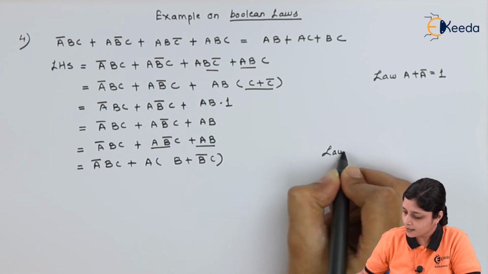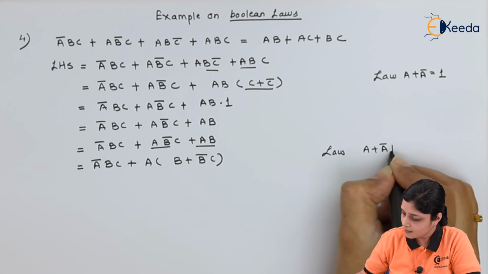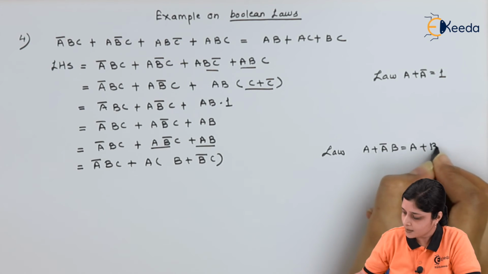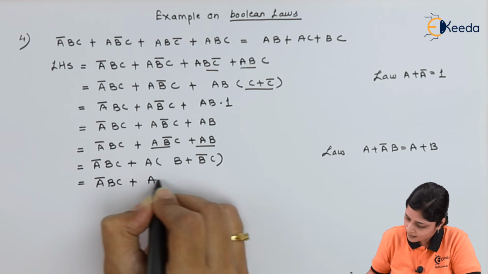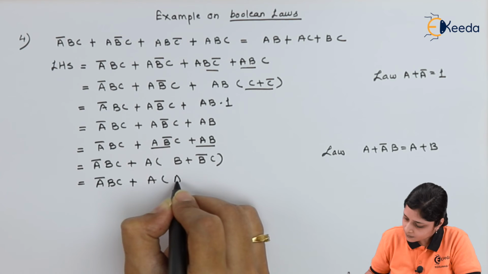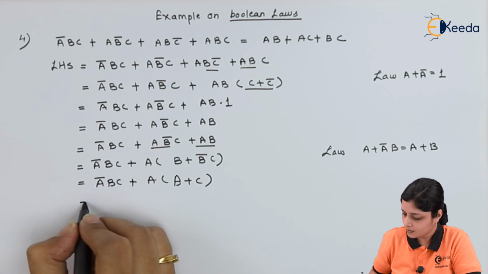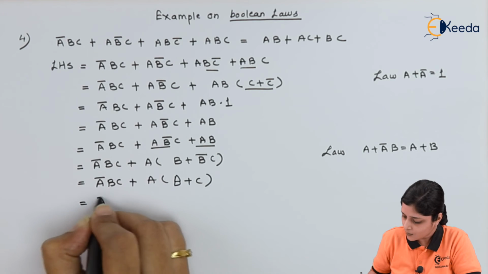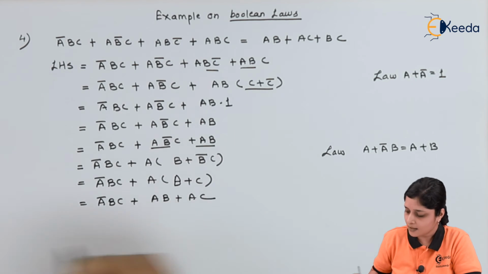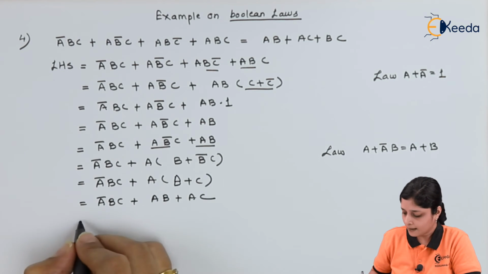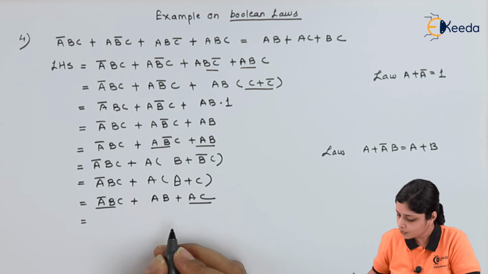Which law can you apply? A plus A bar B equals A plus B. So A bar BC plus A in bracket B plus C. Now expand this, AB plus AC. Now if you focus on these two terms, what can you write here?